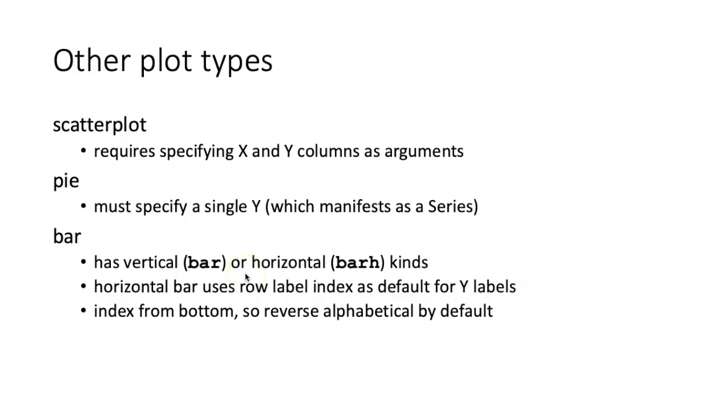There are two possible types of bar charts to make, vertical or horizontal bar charts. The horizontal bar chart is probably better if you have a lot of data. If I do a horizontal bar chart, it'll automatically use the row label index as the default for the Y labels. The labels will be presented from the bottom up, so that gives me reverse alphabetical order by default. If I want them to be in alphabetical order from the top down, I need to reverse that.